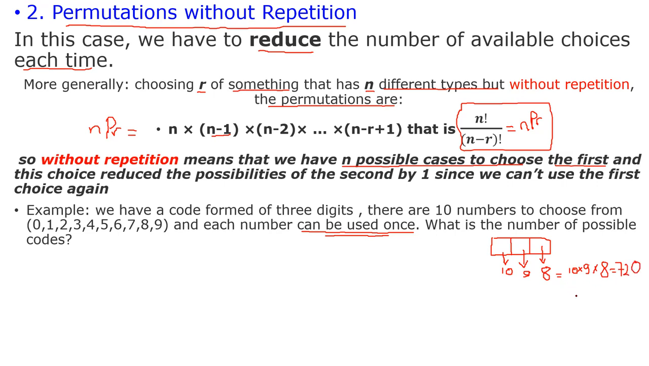Or we can use the rule, I have 10 P3. 10 P3 can be used using the calculator. Directly we get 720.